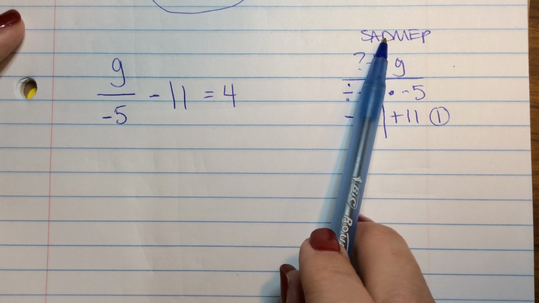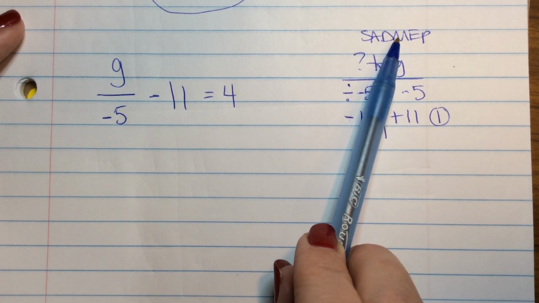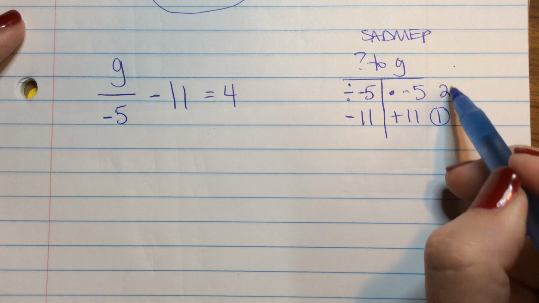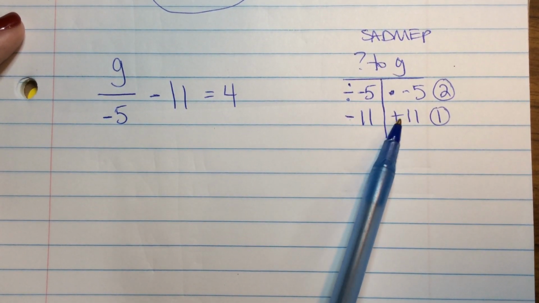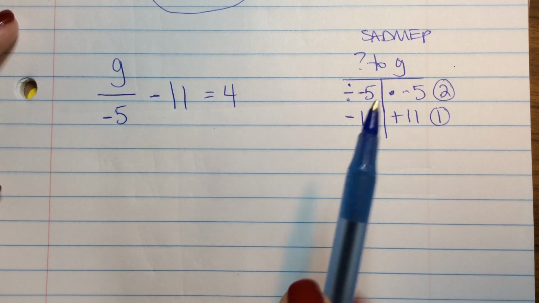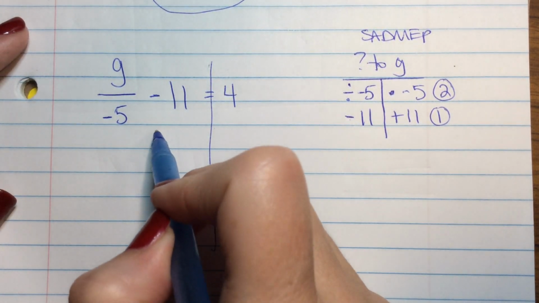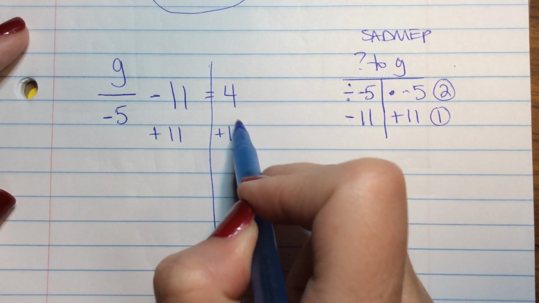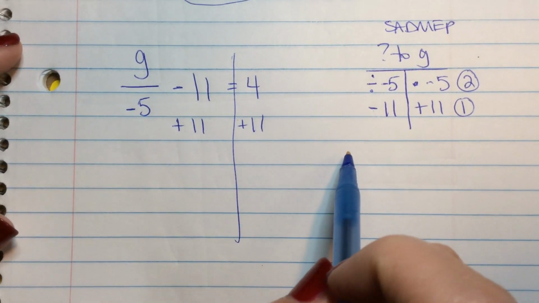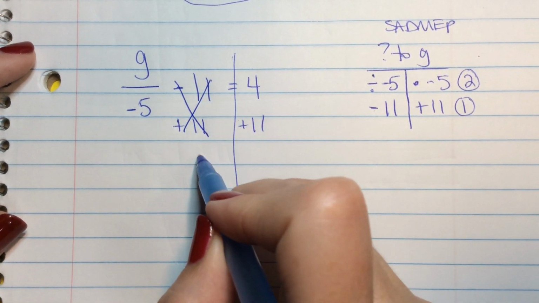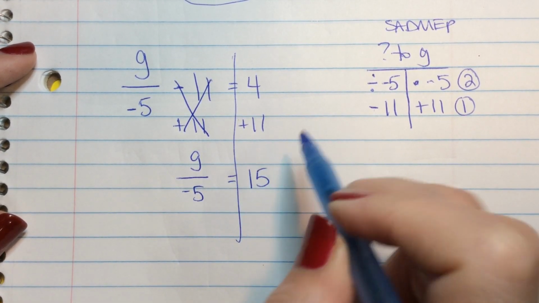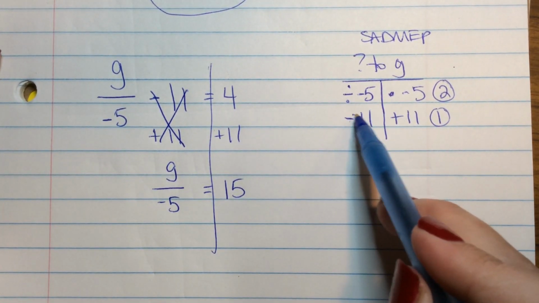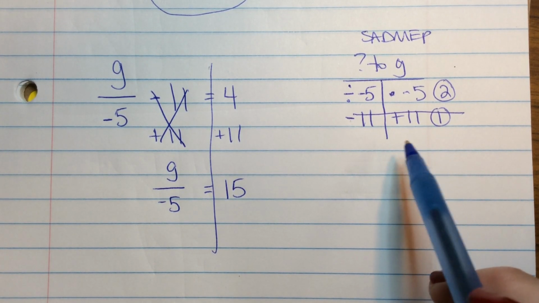Then I'm looking for division. I don't have any. Looking for multiplication. I do. So my first step is going to be add 11 to both sides. So I'm going to draw my line, and I'm going to add 11 to both sides. These 11s will cancel. And the first step is complete.